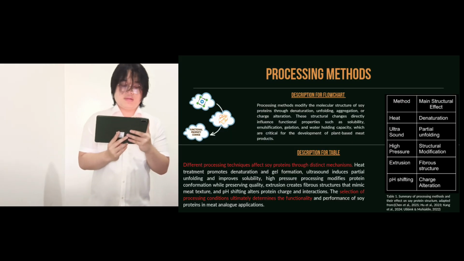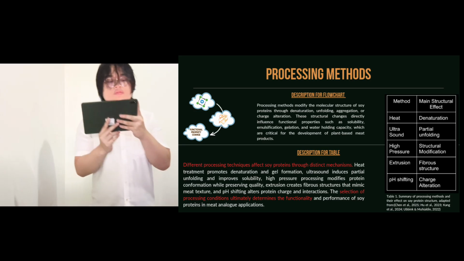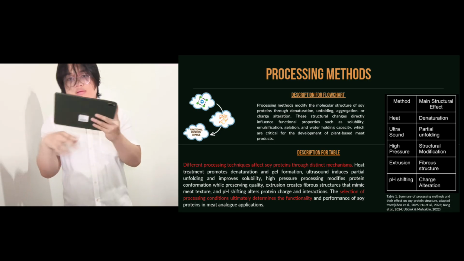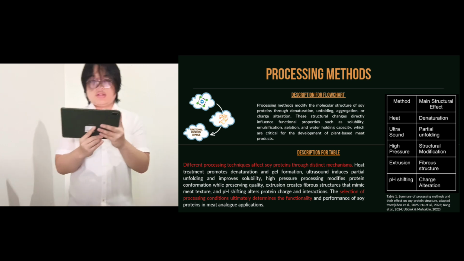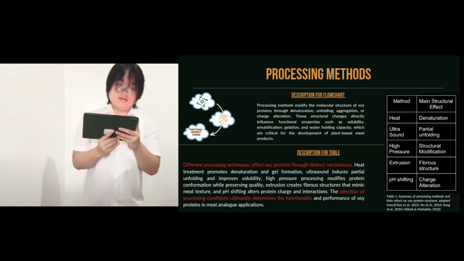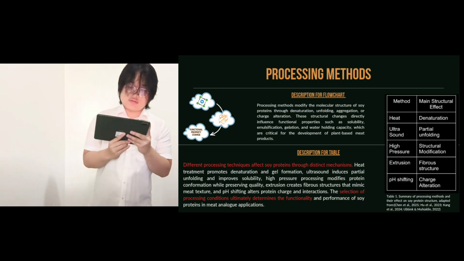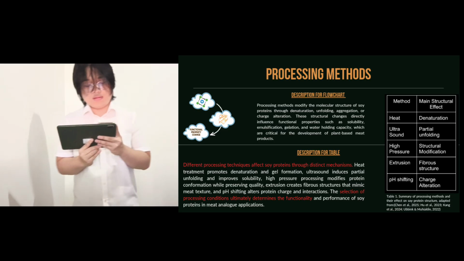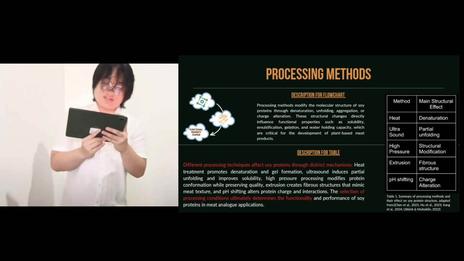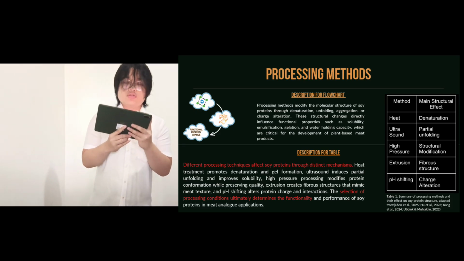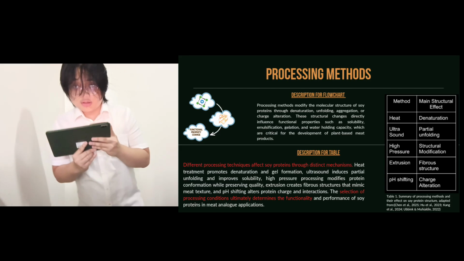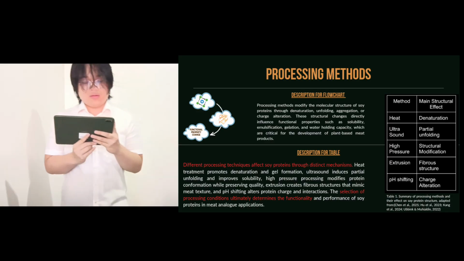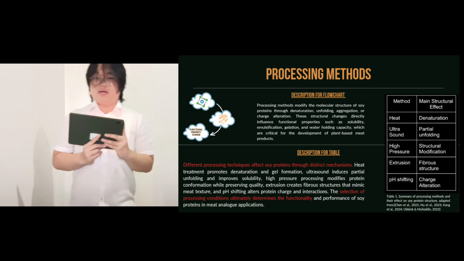Next would be the processing methods. This slide provides an overview of the processing methods discussed in the review. These include heat treatment, as shown in the table, ultrasound, high pressure processing, extrusion, and pH shifting. Although each method uses a different mechanism, they all modify soy protein structure. Structural changes can occur through denaturation, unfolding, aggregation, or change in electrical charge.